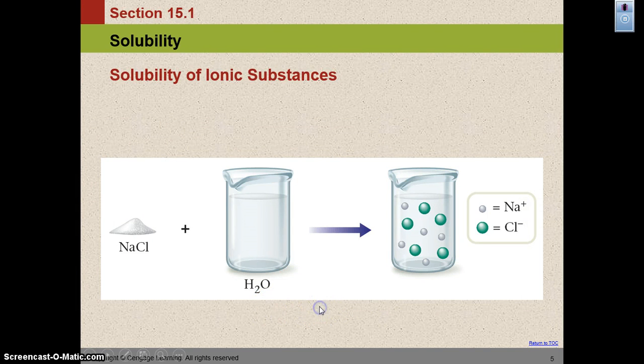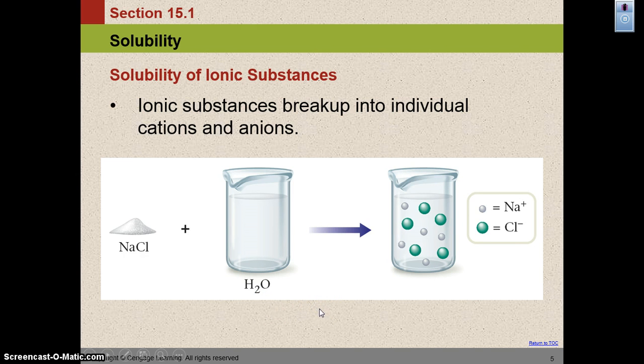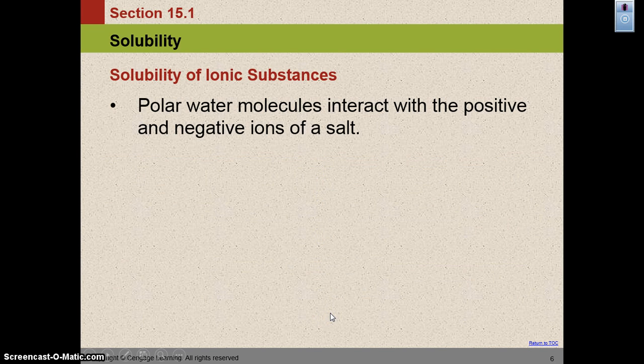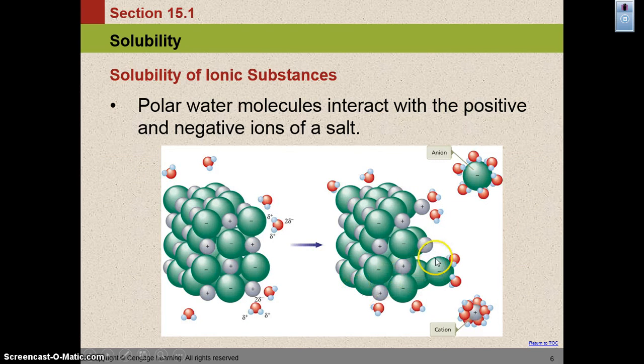Solubility of ionic substances. Ionic substances break up into individual cations and anions when you put them in water. So there's sodium chloride, we put it in water. It's going to break up into sodium ions and chloride ions to make salt water. Polar water molecules interact with the positive and negative ions, and they get surrounded by water, and that's why it dissolves.